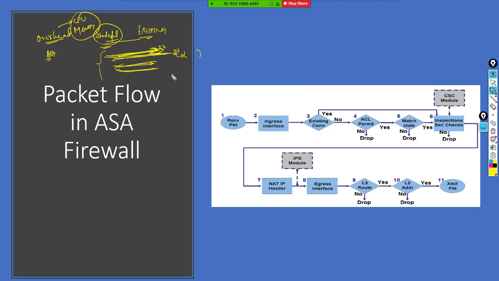It will see some parameters like source, destination, port number, and what protocol is being used, and based on that the new connection will be avoided. It will make use of the existing connection only. Okay, got it. Thank you.